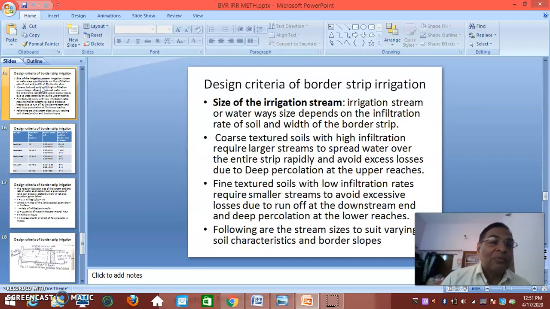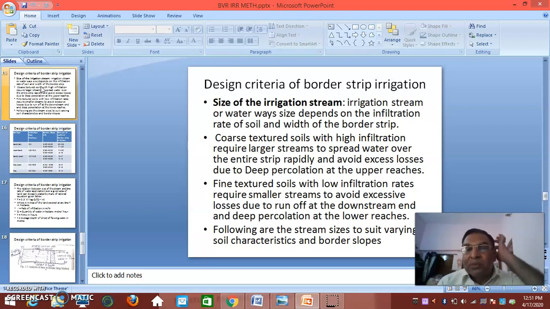Design criteria of under border strip irrigation now comes to the size of the irrigation stream. Irrigation stream or waterway size depends on the infiltration rates of the soil and also the width of the border strip. So, infiltration rates of the soil and width of the border strip.